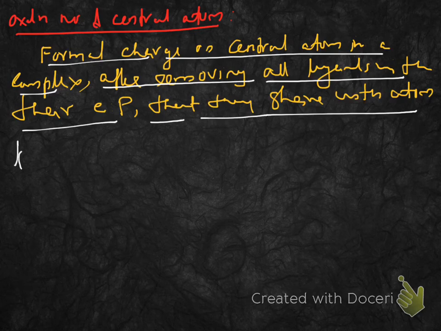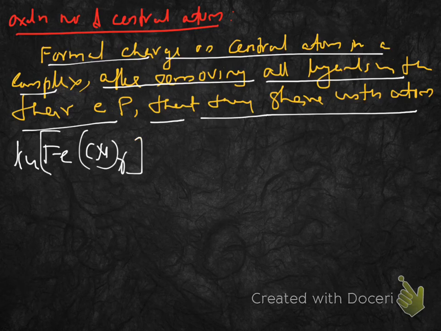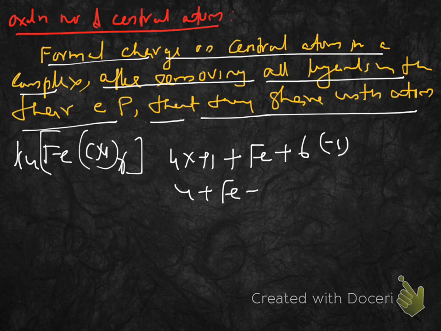Again K4[Fe(CN)6]. What is the oxidation number of Fe? Potassium charge is +1, so 4 into +1, plus I don't know the oxidation number of iron, plus 6 into cyanide charge of -1. So 4 plus Fe minus 6 equals 0, so Fe equals +2. This is the oxidation number of iron.